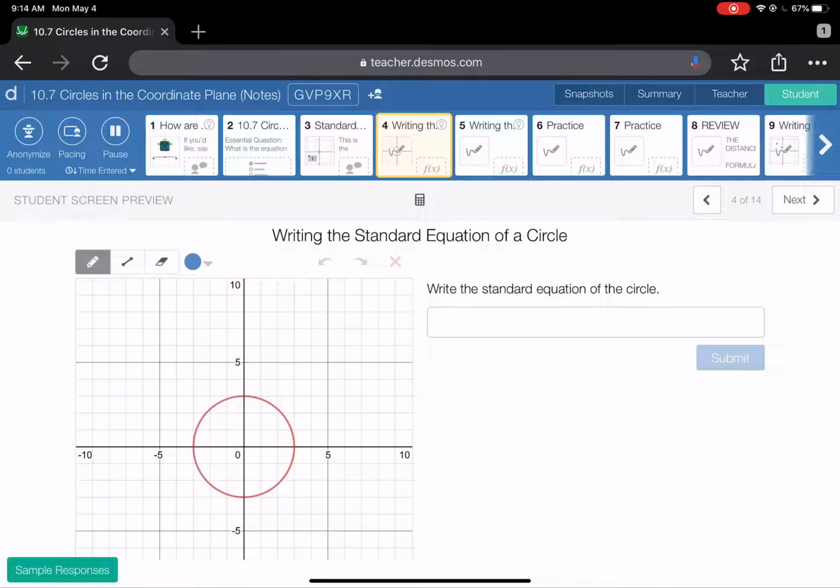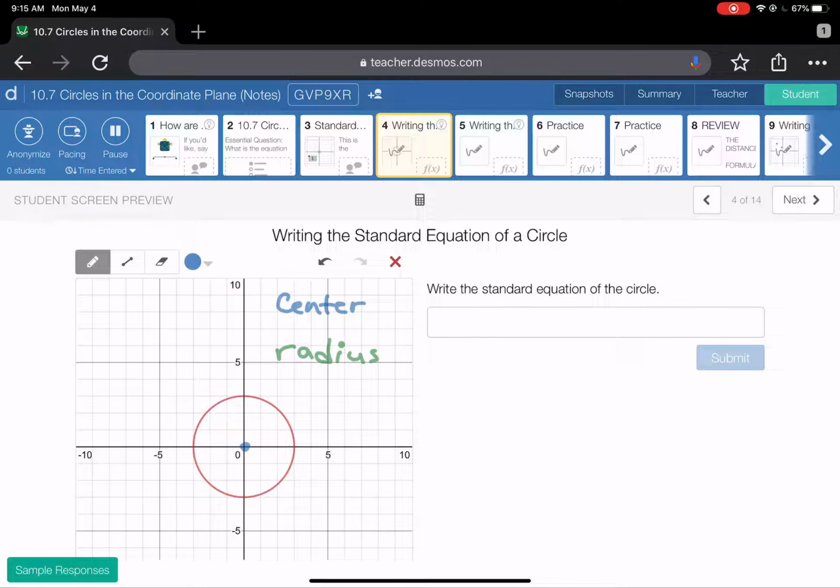So we're going to write the equation of this circle here. The first thing we want to do is find the center, and we want to find the radius. Once we find the center, we can find the radius. So where is the center of the circle? Remember that the center is an equal distance from the edge of the circle. I can eyeball it, and I can say that the center of the circle is located at 0, 0.